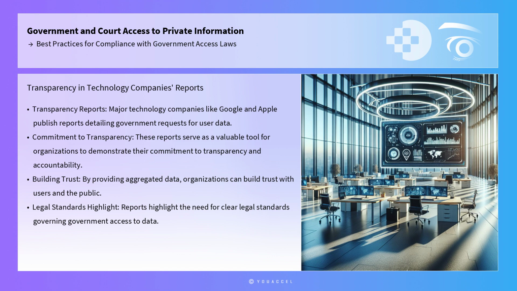Another illustrative example is the transparency reports published by major technology companies such as Google and Apple, which detail the number and types of government requests for user data they receive. These reports serve as a valuable tool for organizations to demonstrate their commitment to transparency and accountability in handling government requests. By providing aggregated data on the frequency and nature of requests, organizations can build trust with their users and the public, while also highlighting the need for clear legal standards governing government access to data.